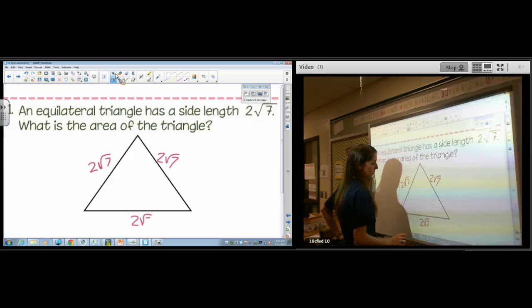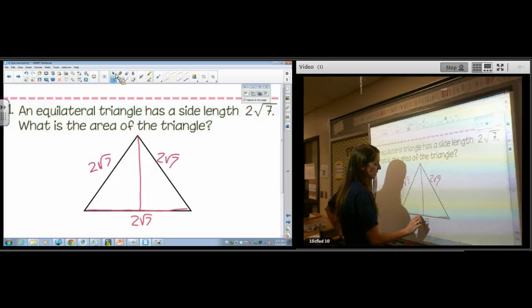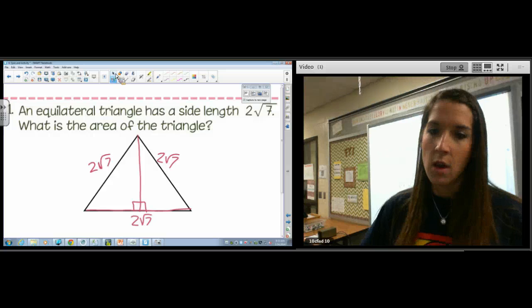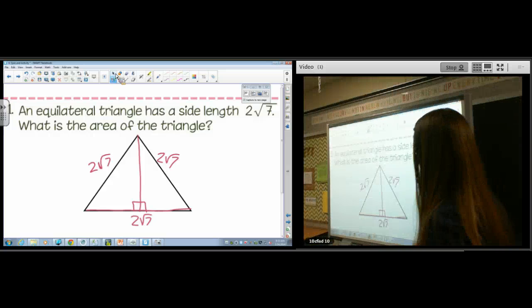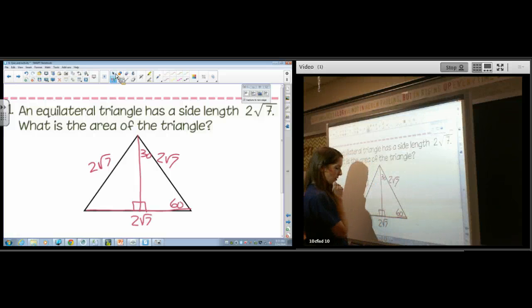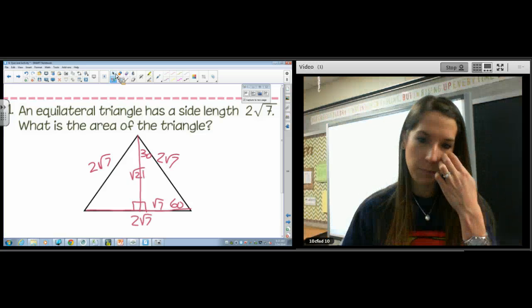2 root 7. Okay. We know to find the area of a triangle we need a base and a height, because it's base times height divided by 2. There's a couple ways to get this, but we do know that this is a 30, 60, 90 triangle because it's equilateral. We know that across from 30, it's 1 root 7, and so across from 60, it would be x root 3. So 7 times 3 is 21.